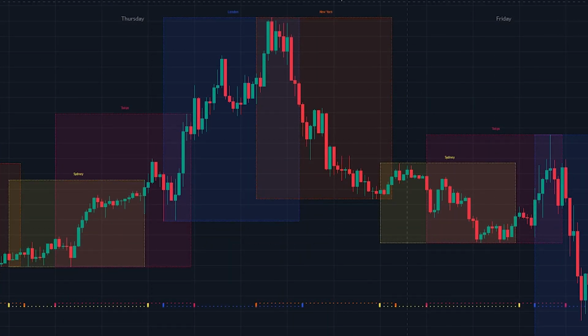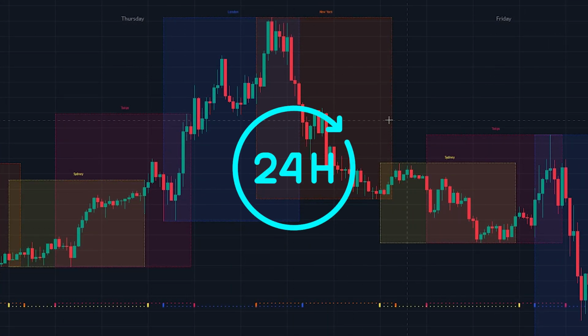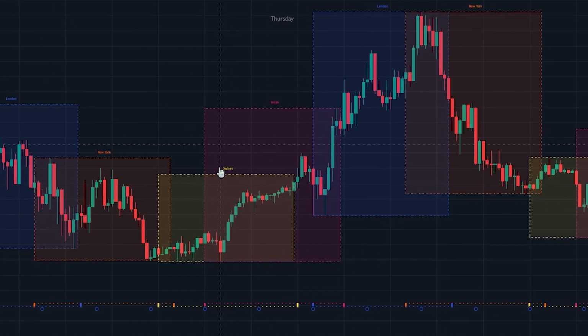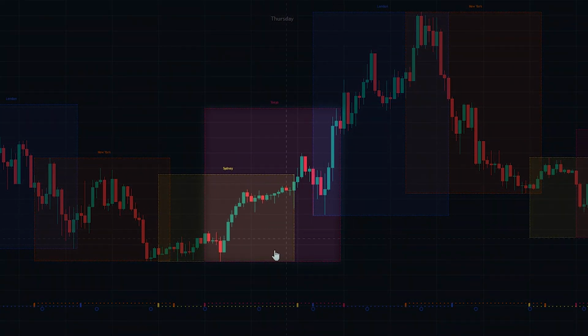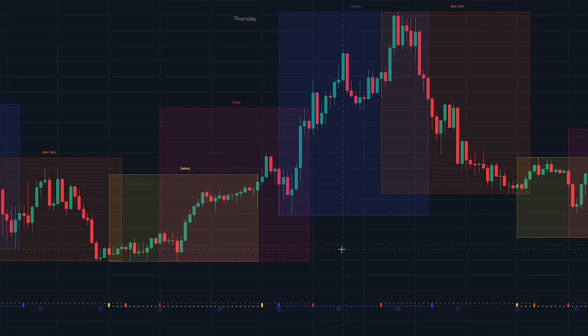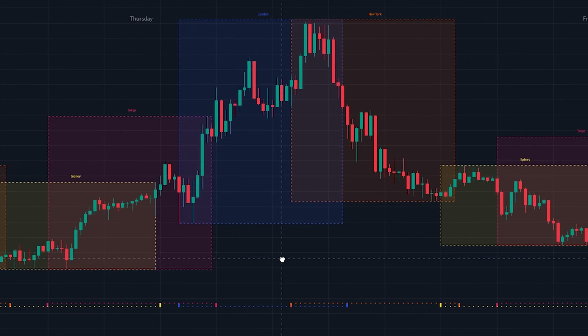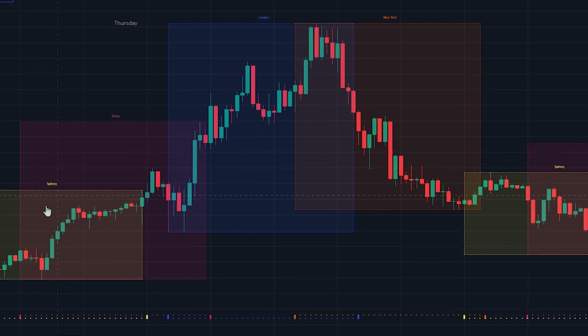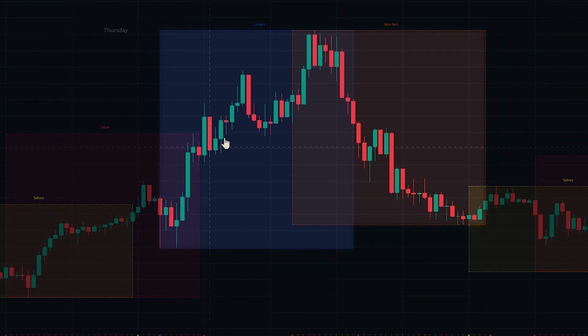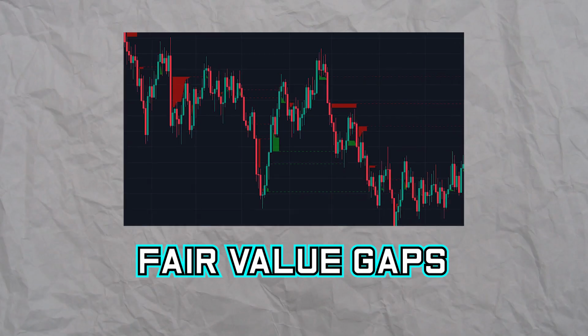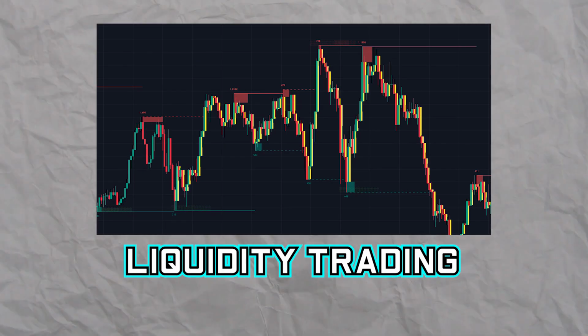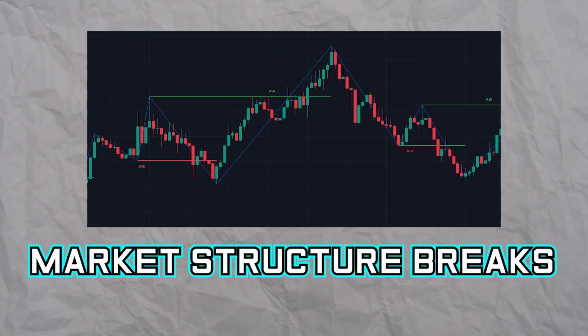Traders who use the ICT method analyze the 24-hour sentiment in the financial market, starting from the Asian trading range, to identify the intraday price sentiment. The sentiment in the financial market is further influenced by market manipulations in London and New York, completing the market's sentiment cycle. The ICT method also incorporates several other key elements such as order blocks, fair value gaps, liquidity trading, imbalances, and market structure breaks.